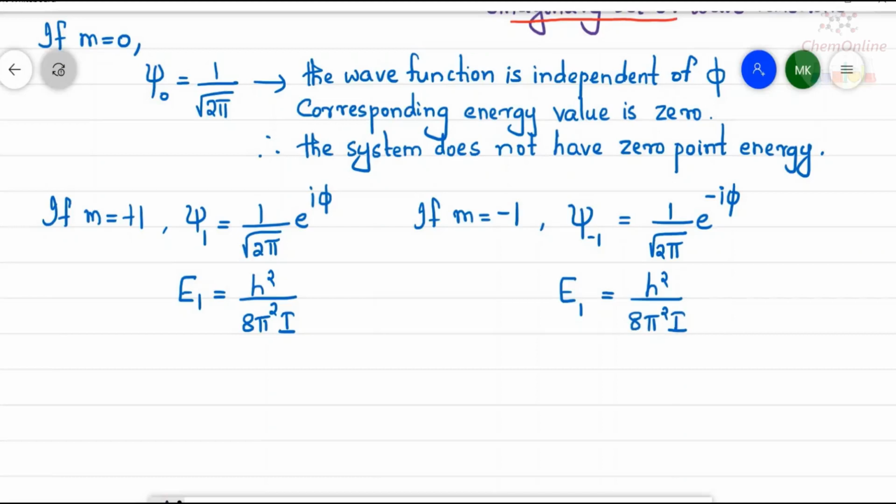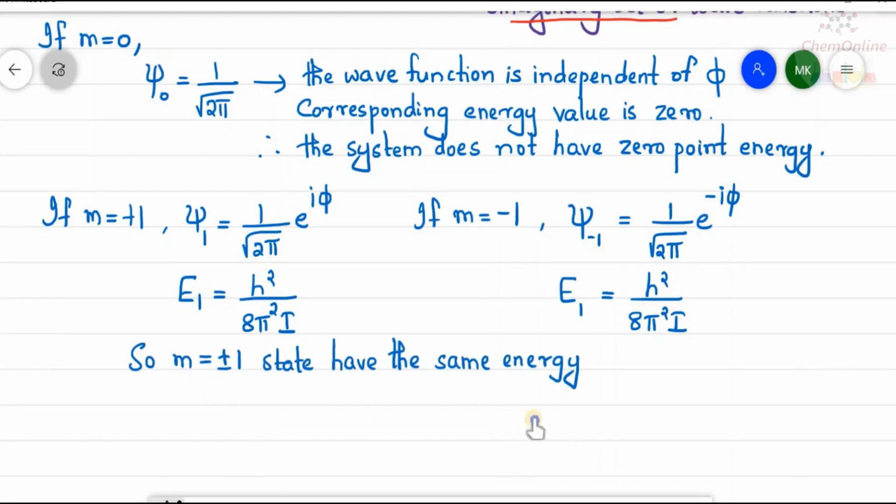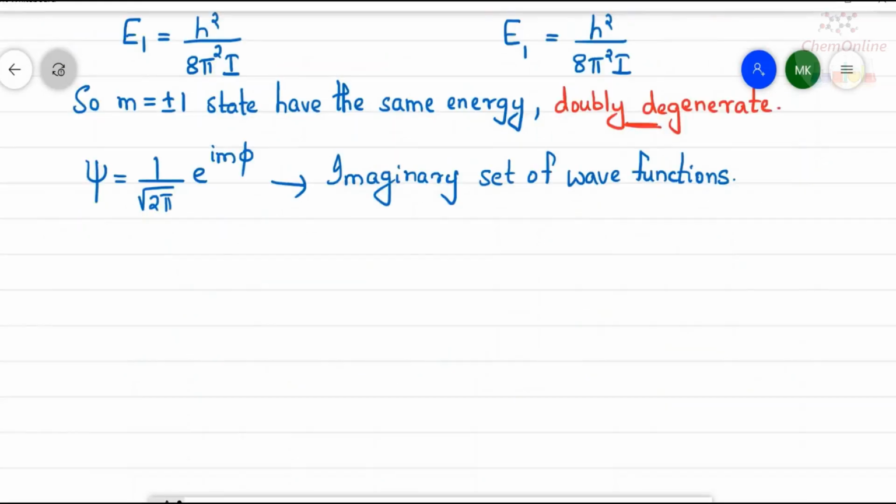So here you can see that when m equals 1, E equals h square by 8 pi square I, and if m equals minus 1, then also E equals h square by 8 pi square I. So m equals plus or minus 1 states have the same energy and it is doubly degenerate. We say that xi equals 1 by root 2 pi e raised to im phi represents an imaginary set of wave functions.